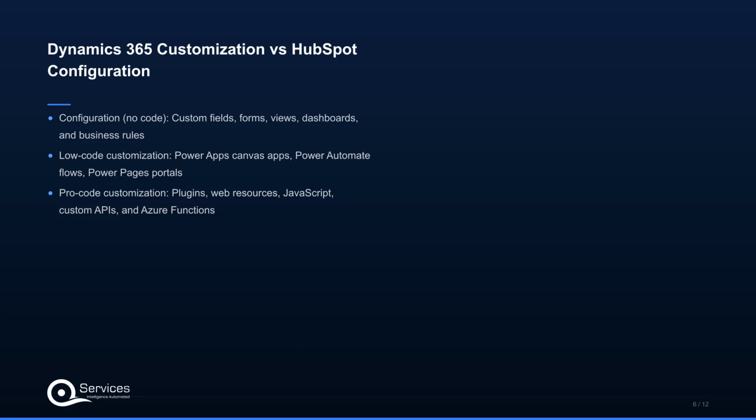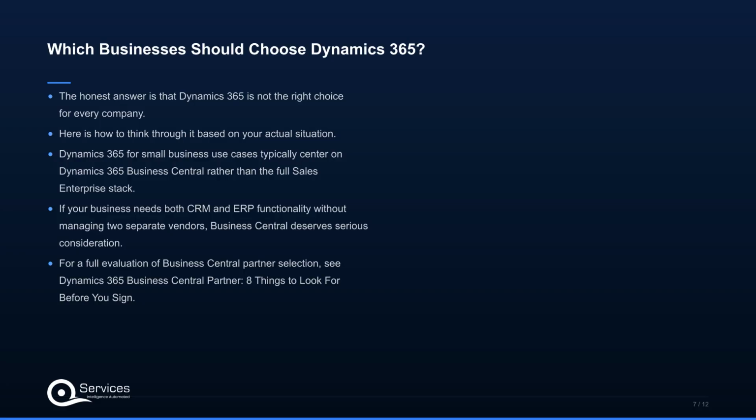Now, moving on to which businesses should choose Dynamics 365? The honest answer is that Dynamics 365 is not the right choice for every company. Here is how to think through it based on your actual situation. Dynamics 365 for small business use cases typically center on Dynamics 365 Business Central rather than the full sales enterprise stack. D365 Business Central is designed for SMBs with 10 to 300 users, covering financials, sales, purchasing, inventory, and project management in one platform.